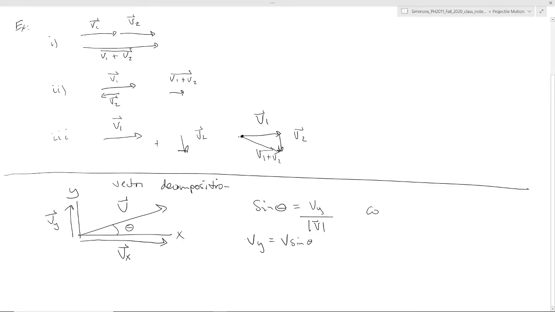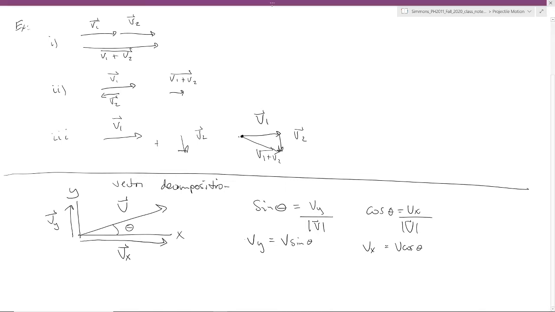Similarly, you should know that cosine theta would be Vx over V. And so if we wanted Vx, we would just do V cosine theta. Okay, so you'll know this. If you don't know this like the back of your hand, you're going to, because you're going to use this all the time. Now, I want to put in red here a word of caution.